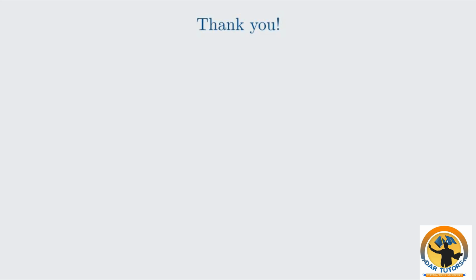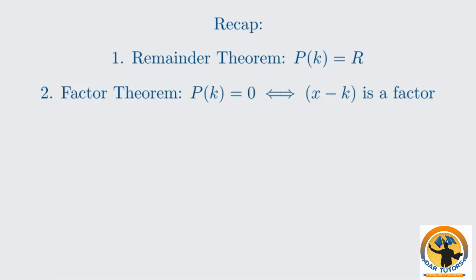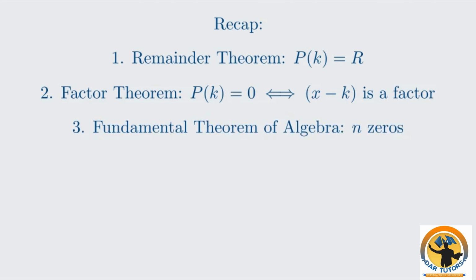Thanks for watching. Let's quickly recap what we've learned today. We started with the remainder theorem, which allows us to find the remainder of a polynomial division by evaluating the polynomial at a specific point. We then saw how the factor theorem is a special case of the remainder theorem, where a zero remainder indicates a factor. Finally, we explored the fundamental theorem of algebra and the conjugate root theorem, which are essential for understanding the nature and number of zeros of a polynomial, especially when dealing with complex numbers. These theorems are powerful tools for solving problems involving polynomials, finding unknown coefficients, and factorizing expressions.